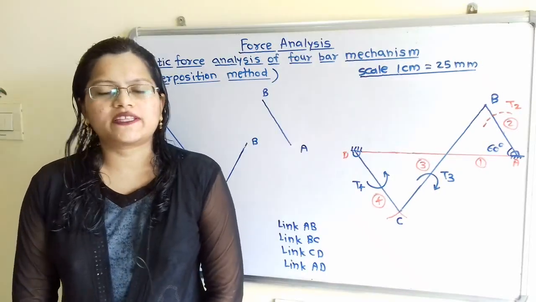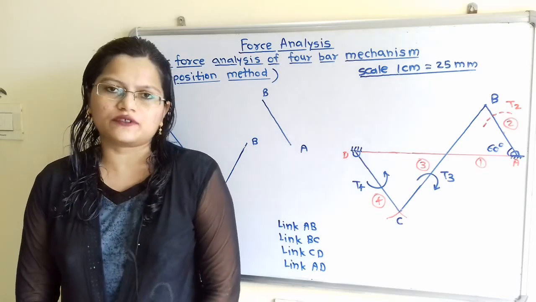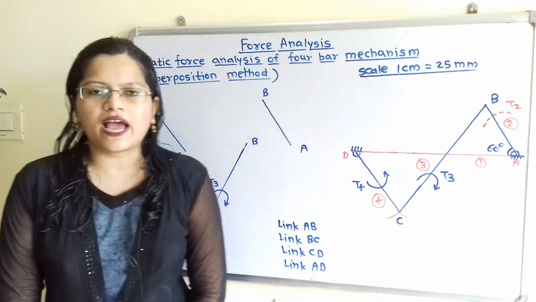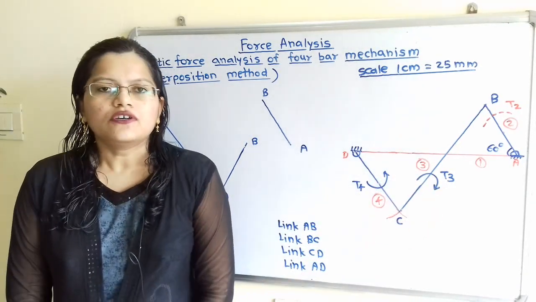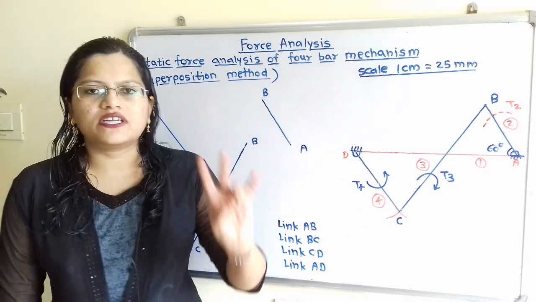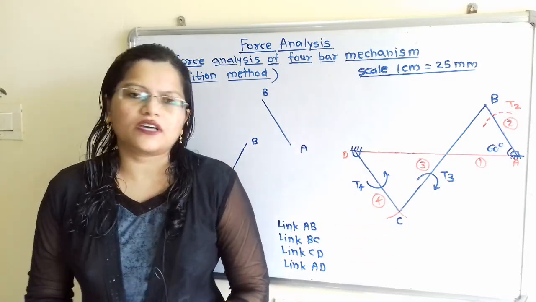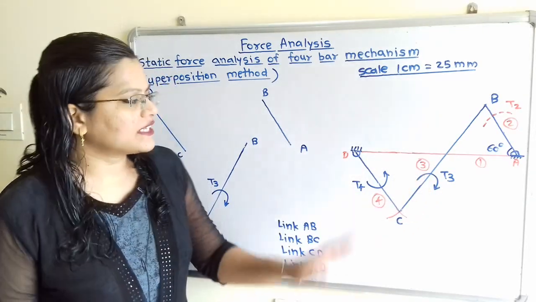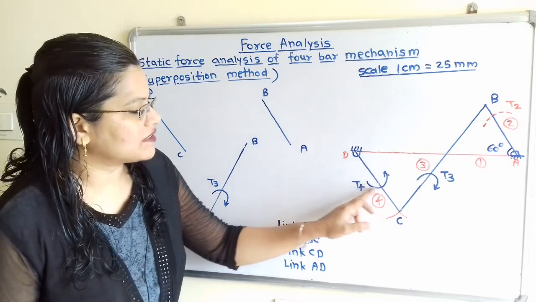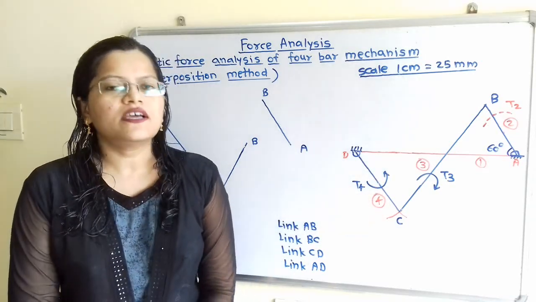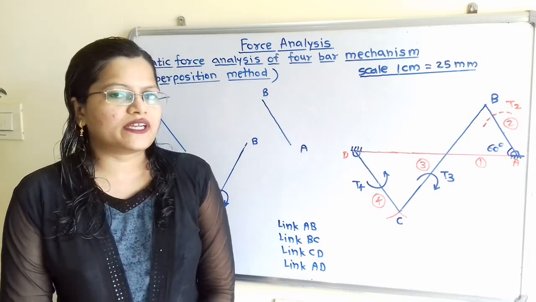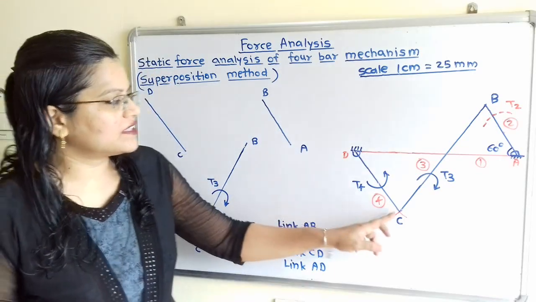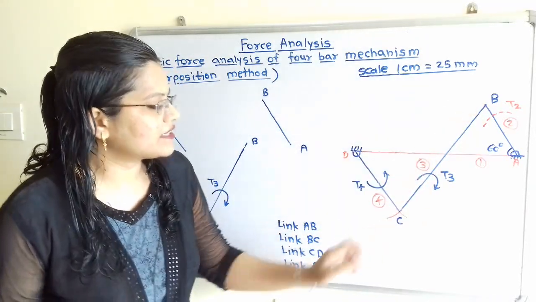We are going to solve this question by using superposition method, because at a time there are 2 torques that are applied on these 2 links. So we are going to split this question into 2 subgroups. In the first subgroup we are going to consider this torque T3 only, and in the second subgroup we are going to consider this torque T4 only, and then for the final answer we are going to calculate the net resultant torque. So we will first consider this torque T3 only on this link BC.